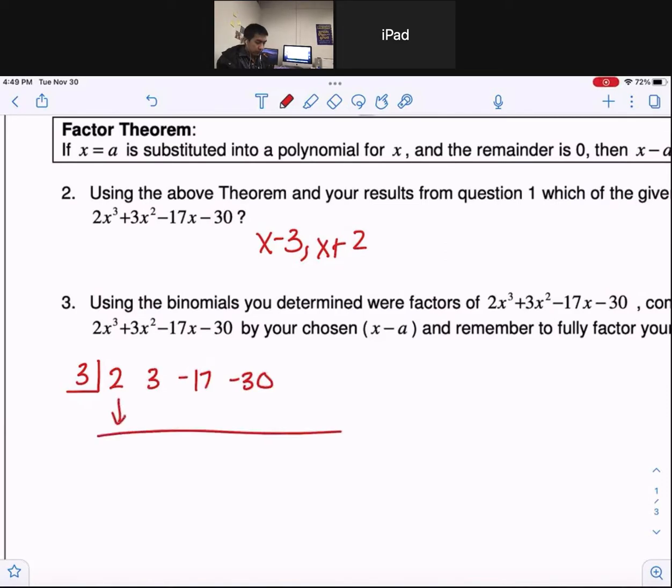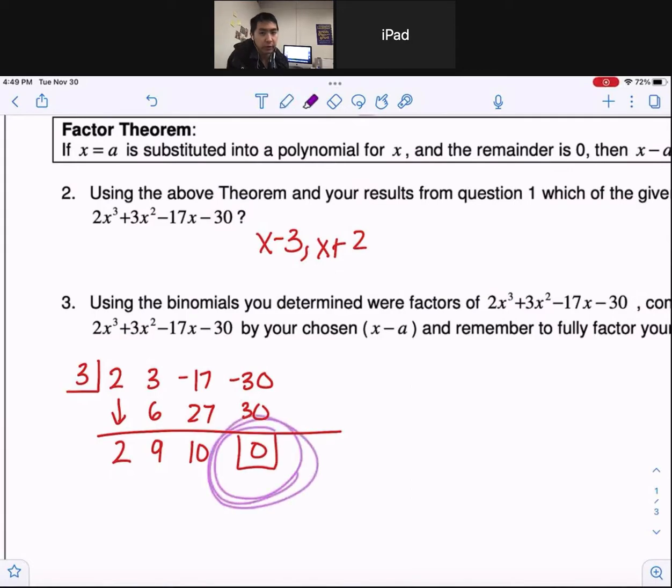So we do synthetic division, and then 2 times 3 is 6, 6 plus 3 is 9, 9 times 3 is 27, 27 plus negative 17 is 10, 10 times 3 is 30, and we get a 0. Which makes sense because if we get a remainder of 0, you guys, that means this was a 0 and this was a factor. Anytime we have a remainder of 0, that lets you know that we have a factor.